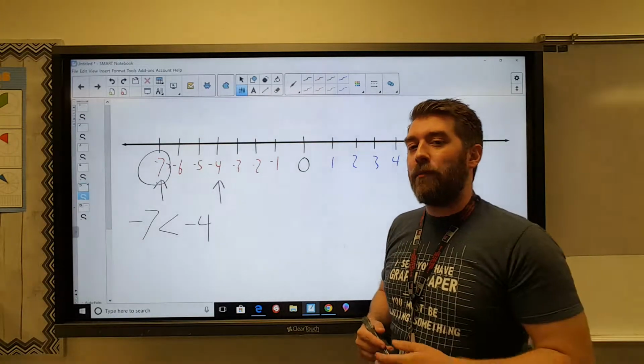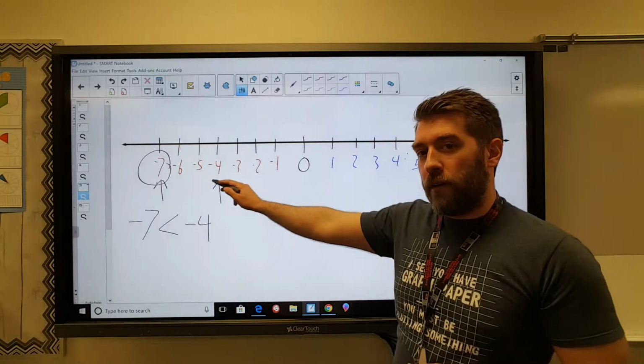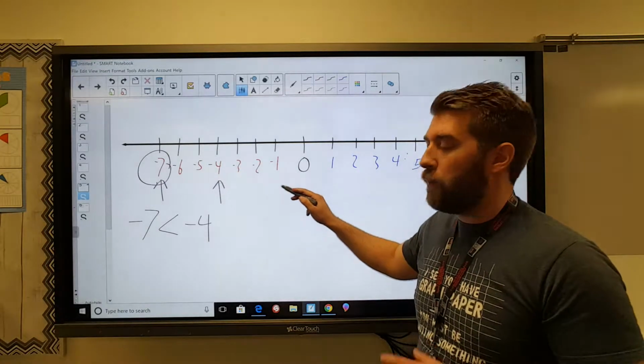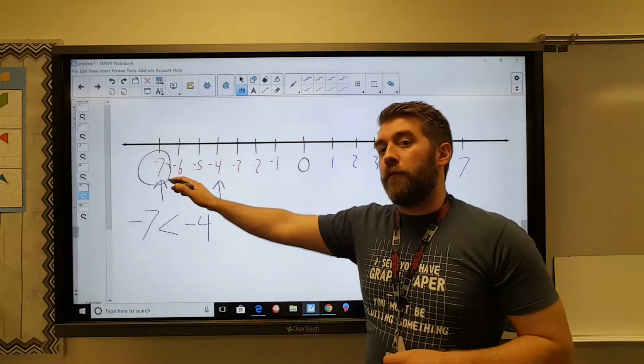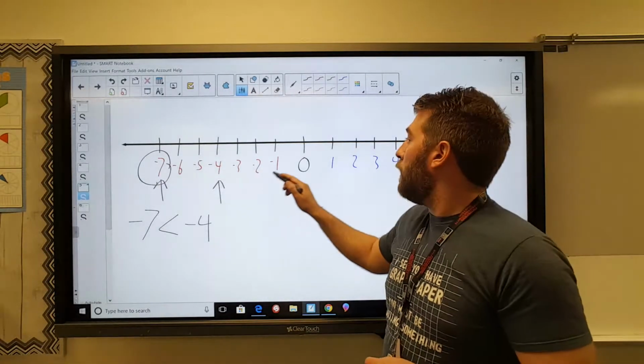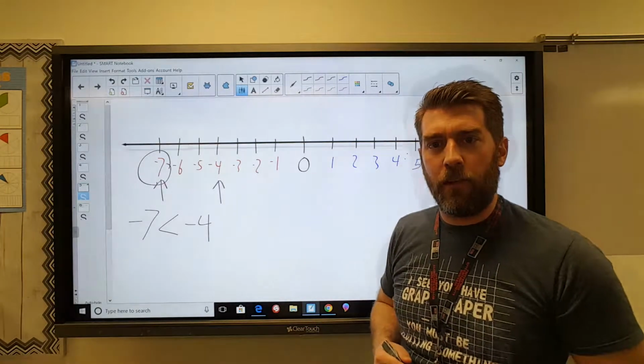This is the same thing as when a lot of you say negative 4 is greater because it's closer to 0. You're exactly right. With negative numbers, the further right you go, the closer you get to 0. Let's look at another example that shows that.